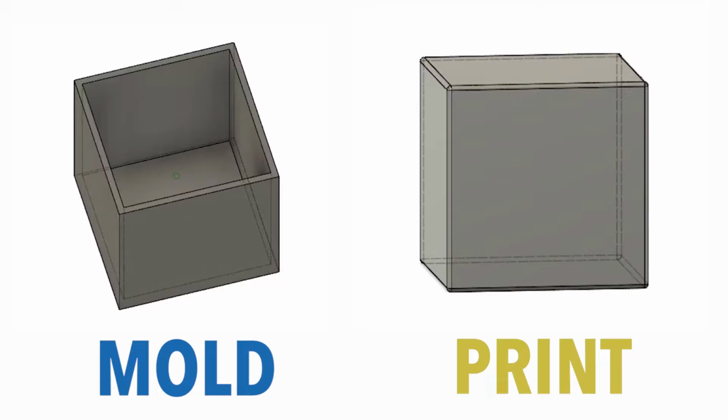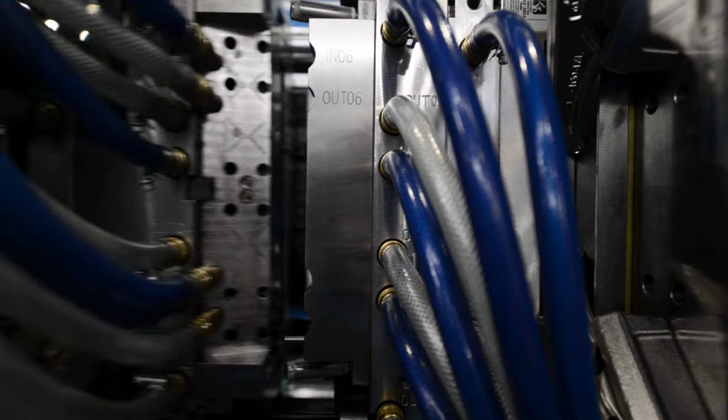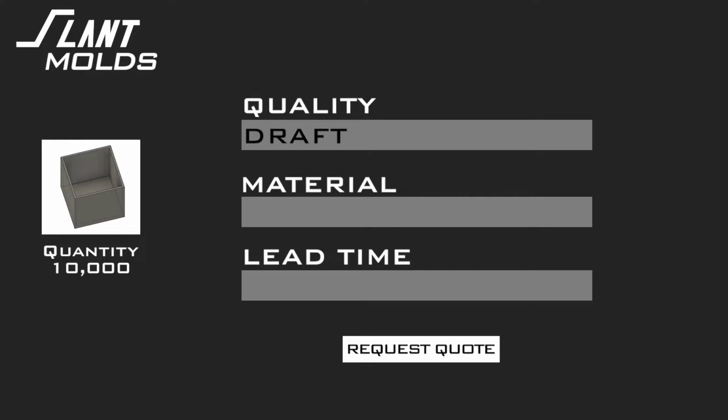All right, so we have two designs fully optimized for the process they are intended for. We took the injection molded cube and had it quoted by an injection molder. We are not going to mention the name of this injection molder, but it is a name that you would recognize, and it is not the cheapest option, nor is it the most expensive option. We selected draft quality, the material was PLA, and we requested a 30-day lead time for this project. Then we sent it off to be quoted. It took about 2 days to come back.